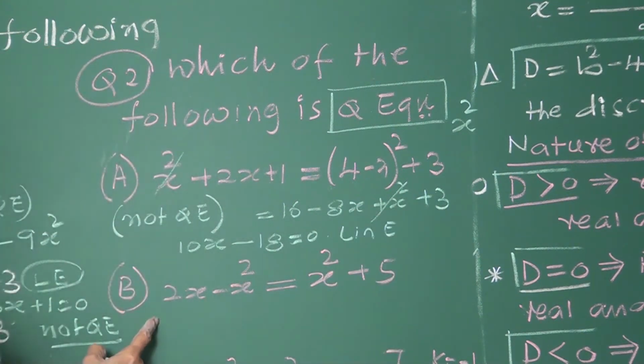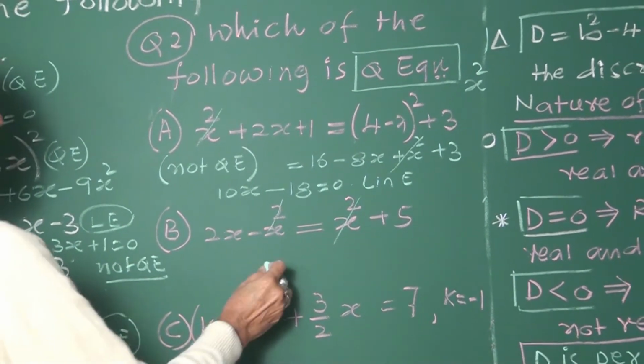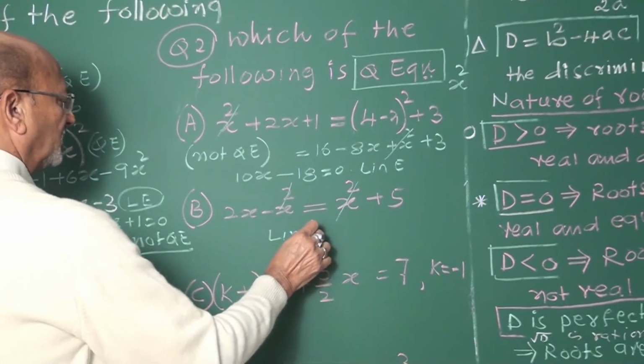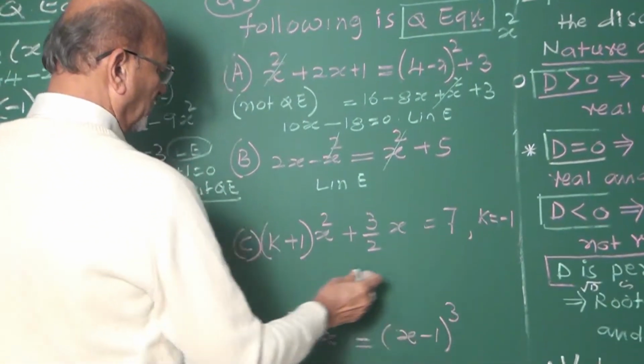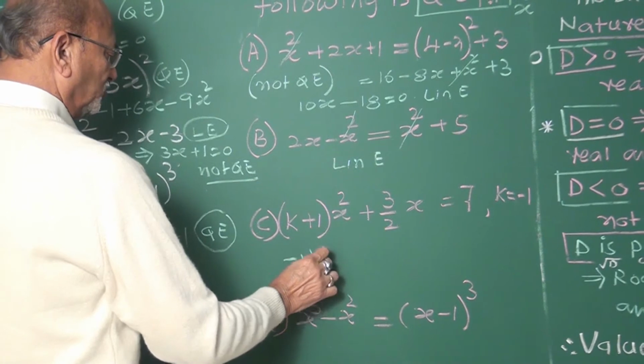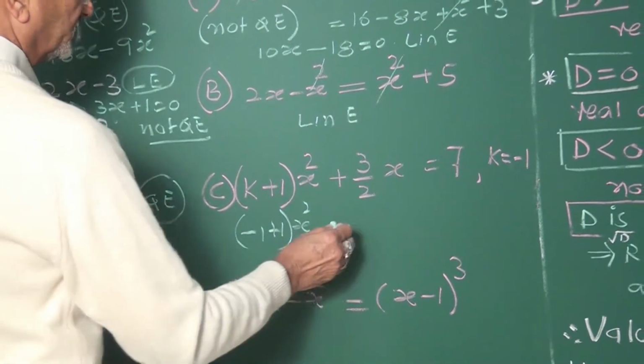Linear. Coming to this, directly you are cancelling what? x square. There is no x square, so what is this? It is also a linear equation. Coming to this, x is minus 1. It is minus 1 plus 1 into x square, which means elimination of x square itself.